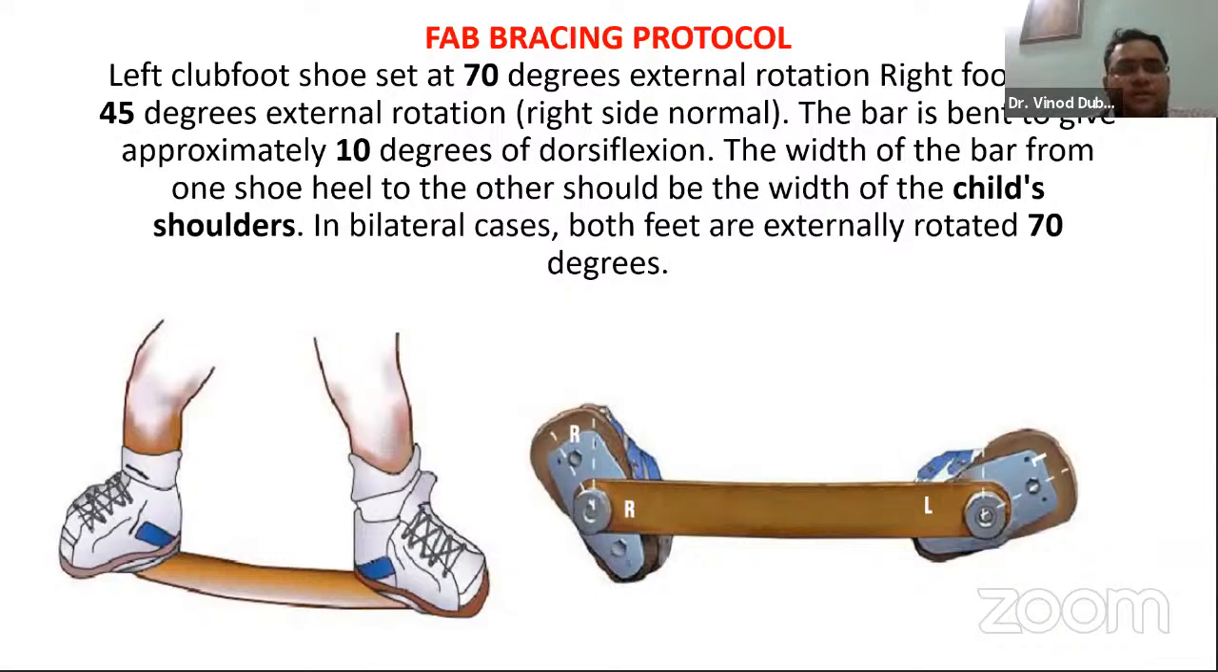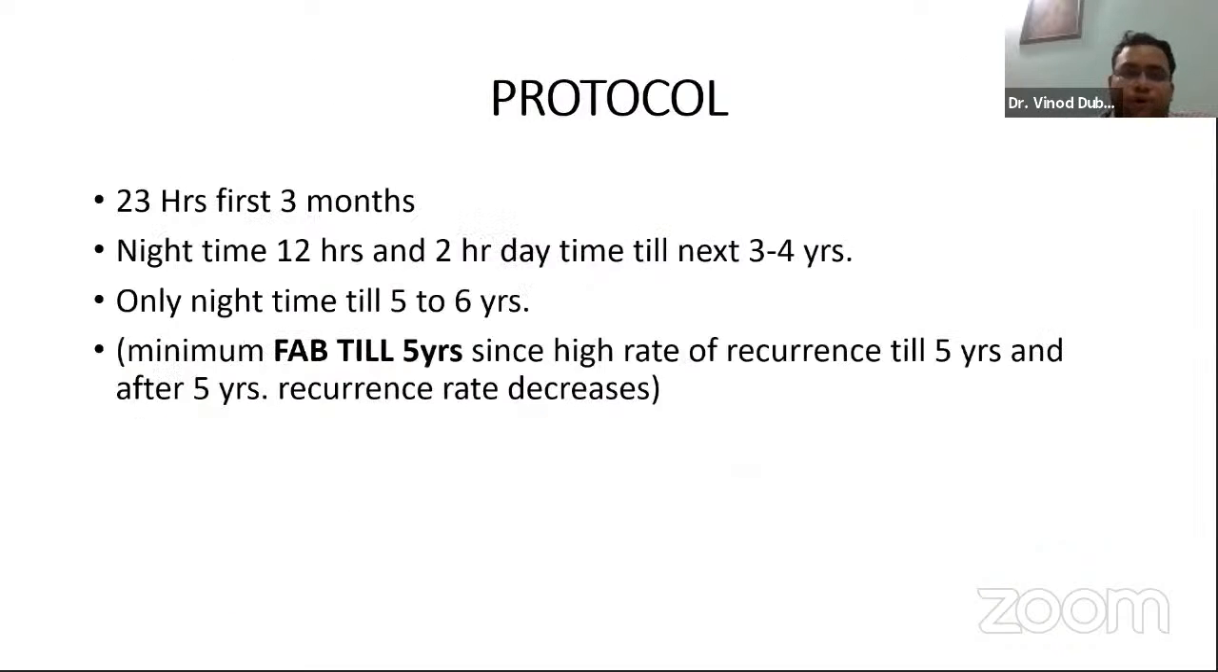And the position is 70 degrees of external rotation. And if it is unilateral, then the affected side is 70 degrees and the normal side is 45 degrees at the shoulder level, with neutral or 10 degrees of dorsiflexion. Protocol again, I said the same thing. It has to be continued till 4 to 5 years, and first 3 months 23 hours, and after that it is 12 hours in the night time and 2 to 3 hours in the daytime.